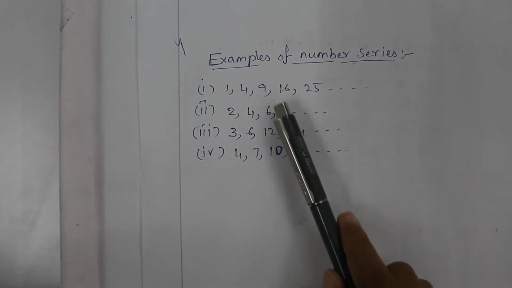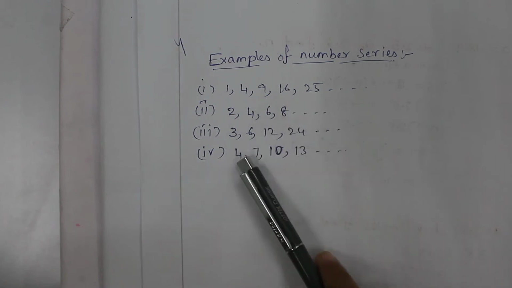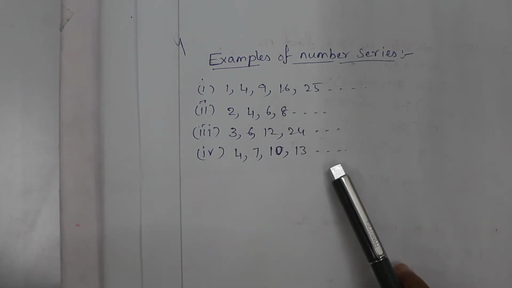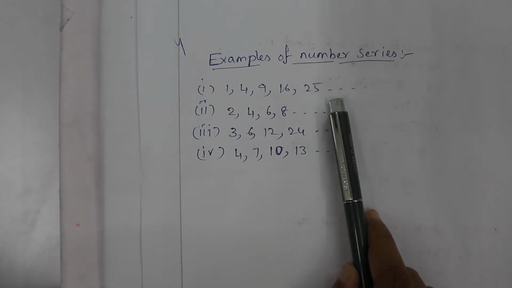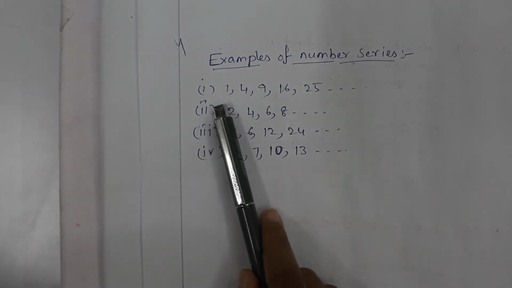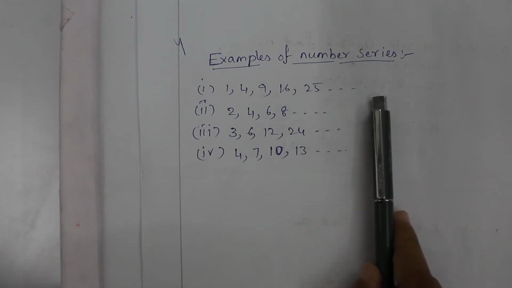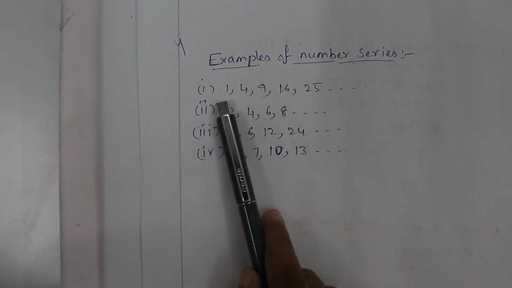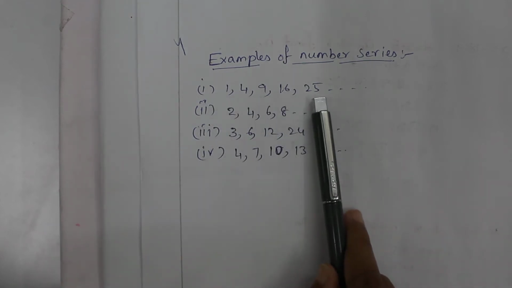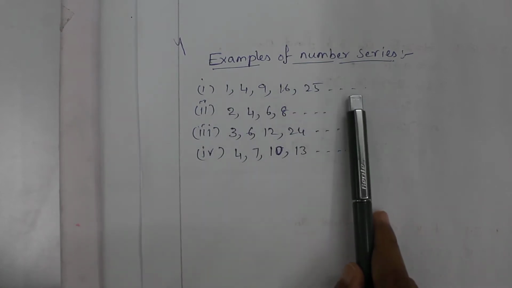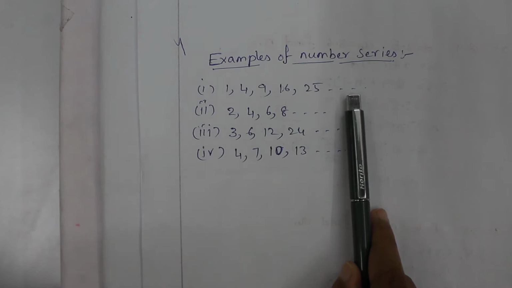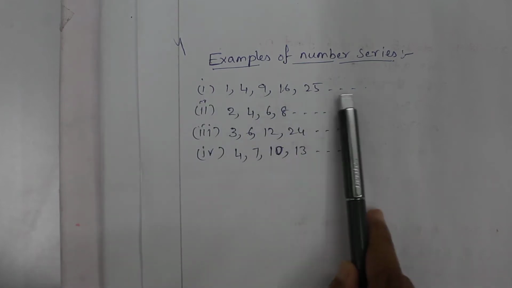I have written here 4 series. First, second, third and fourth series are there. I want you to find out if there is any pattern in this series. For example, let us look at the first series: 1, 4, 9, 16, 25 and so on. Here we see that all the first 5 numbers are the squares of the first 5 natural numbers. And the sixth number will be 6 square, that is equal to 36. So there is a pattern in this series.